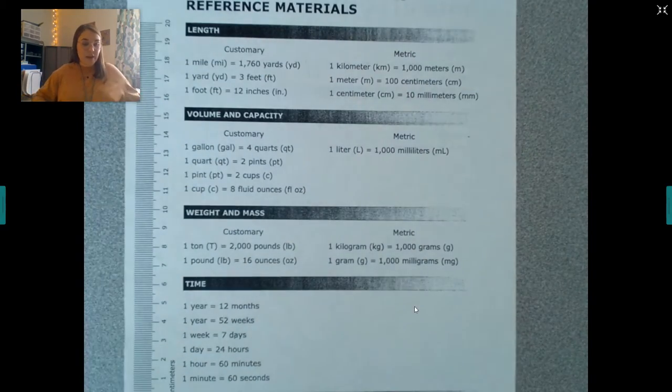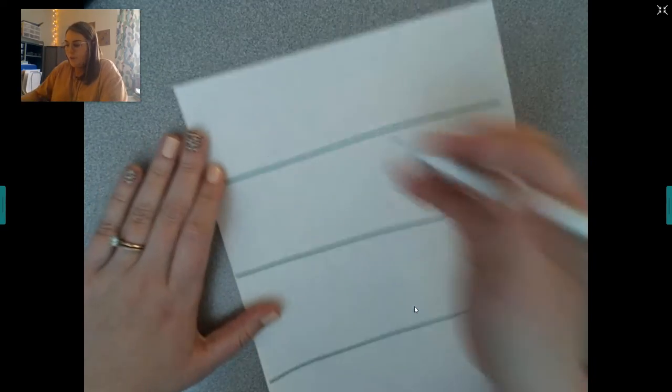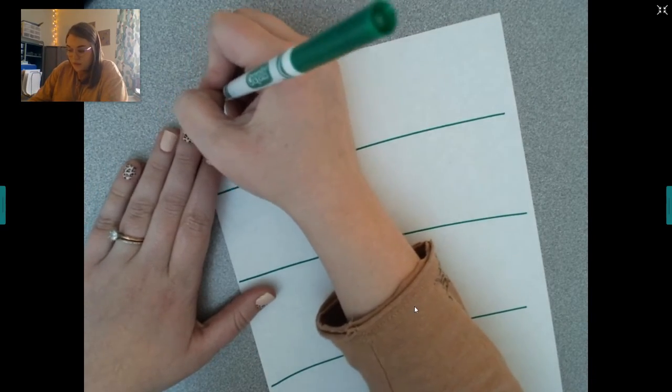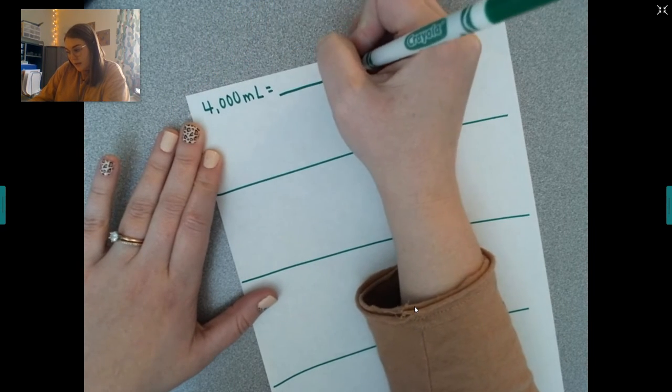Okay, so let's take a look at some conversions. Everybody get out a sheet of paper. We are going to do 4 example problems with each other, and then I'm going to turn you loose to try on your own. On your paper, I want you to divide it into 4. 1, 2, 3, 4. Because now you know 4 problems and you're done. Okay, at the top of your paper, sorry guys, my neck is kind of hurting me today. At the top of your paper, I want you to write 4,000 milliliters equals how many liters?